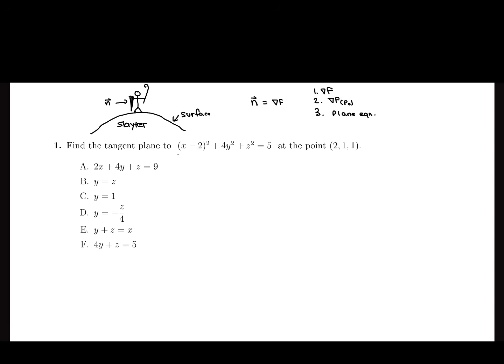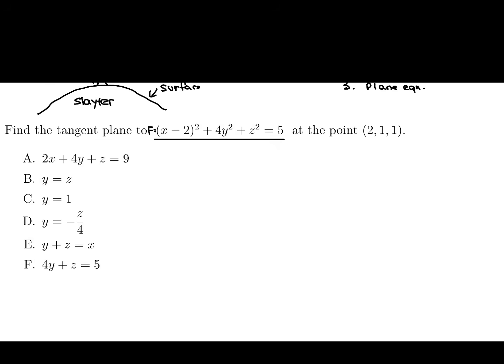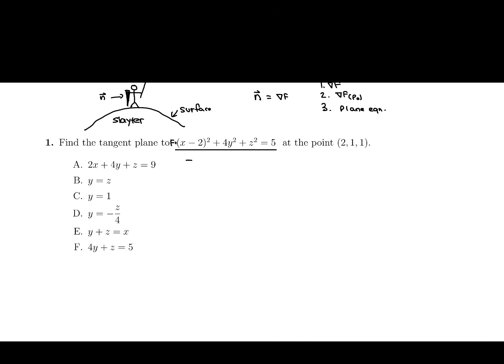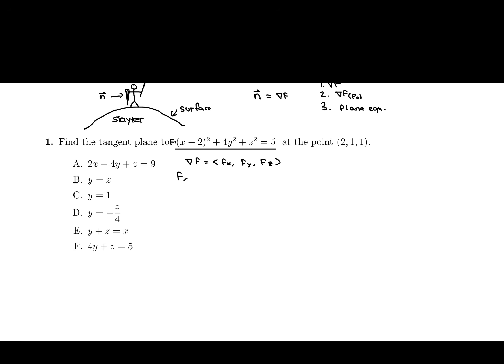So we have our equation right here. Let's just call this f equals that. In order to find the gradient, the gradient is simply the vector of the partial derivatives of each component at their respective component. So let's evaluate each component. When we're evaluating the partial derivative of f with respect to x, you treat x as the variable and treat y and z as constants.